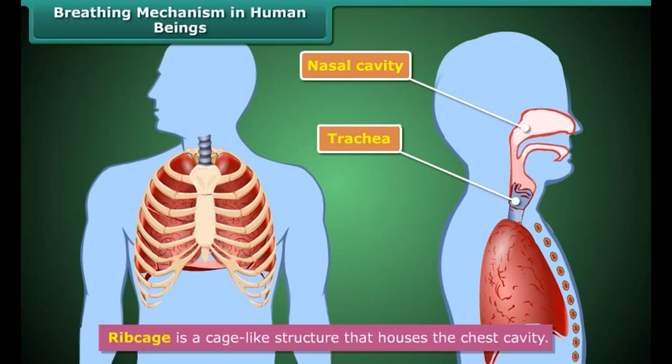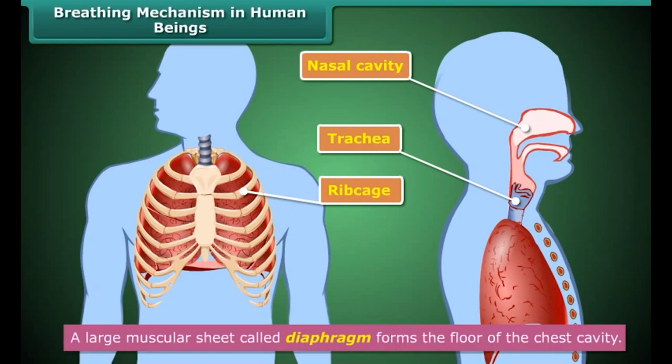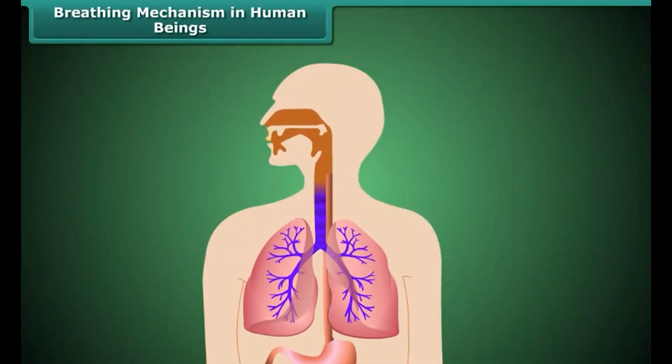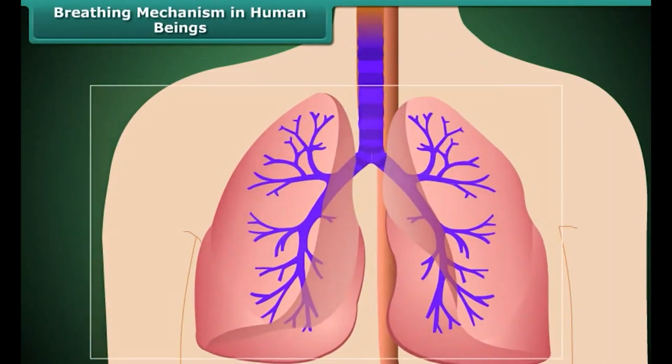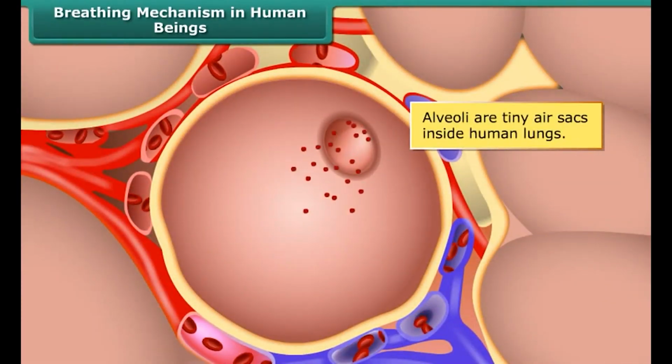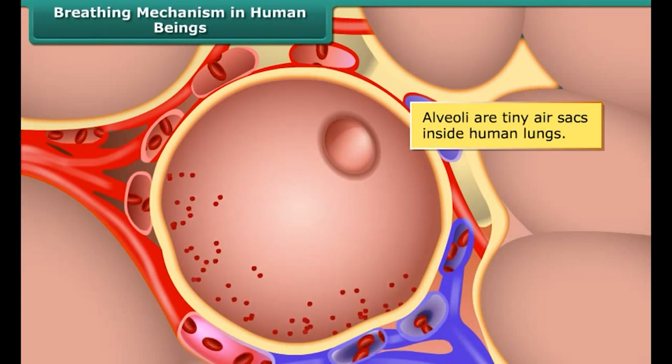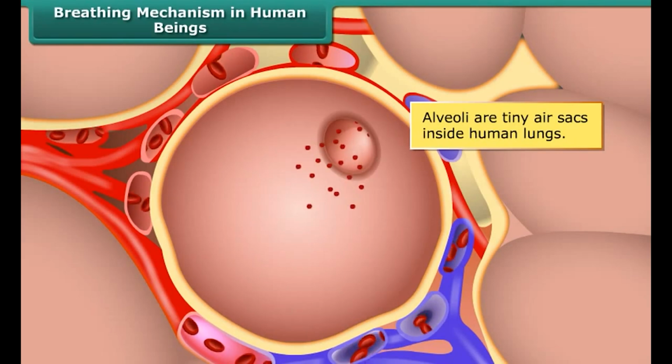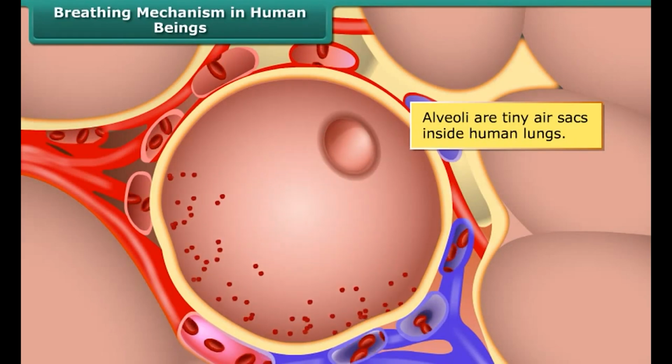This cavity is surrounded by ribs on both sides. These ribs form a cage-like structure called the rib cage. A large muscular sheet called the diaphragm forms the floor of the chest cavity. The rib cage and the diaphragm show movements during inhalation and exhalation. Once the inhaled air reaches the lungs, it enters tiny air sacs known as alveoli inside the lungs.